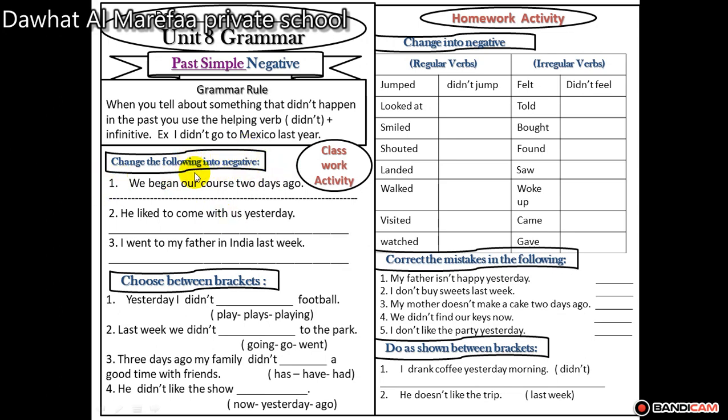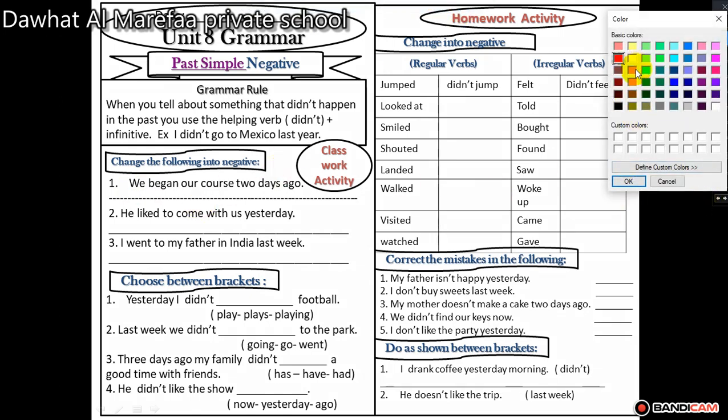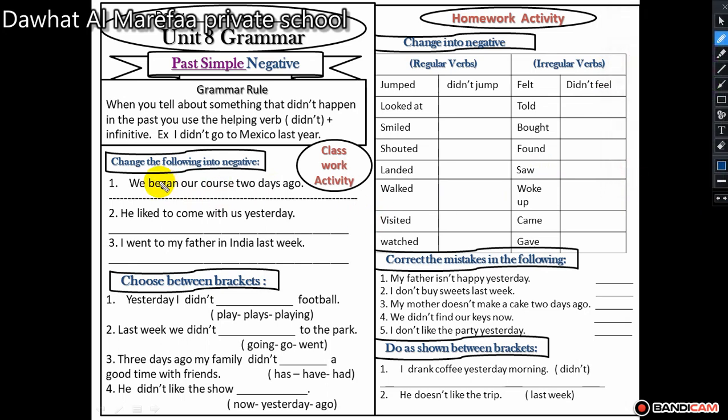Number one here, we began our course 2 days ago. So we are going to use didn't, which is the helping verb in the negation in the past. So what will it be? We put, as you know, between the subject and the verb, we put didn't. So we'll put here didn't.